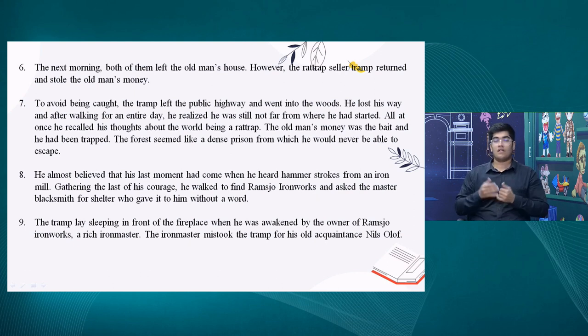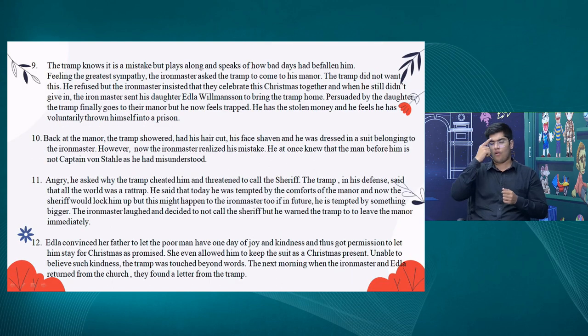Now he lay sleeping in front of the fireplace when he was awakened by the owner of Romsha Ironworks, a rich iron master. He comes in and mistakes this tramp for some old acquaintance. He says, oh, it's you, Nils Olof. So he takes the name of that other acquaintance that he's mistaking him for, and he wakes him up. Now the tramp knows that he's not Olof. He knows that, but he plays along and talks to the iron master about how bad days had befallen him.